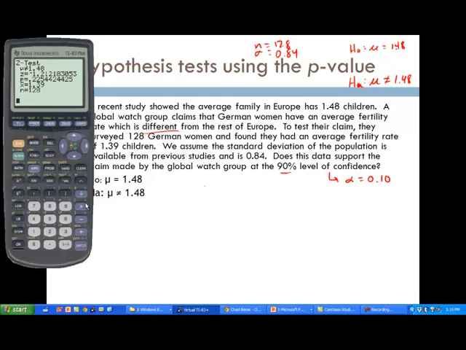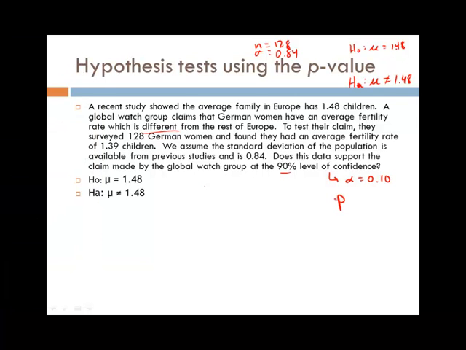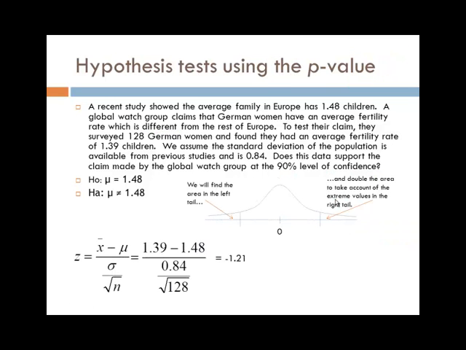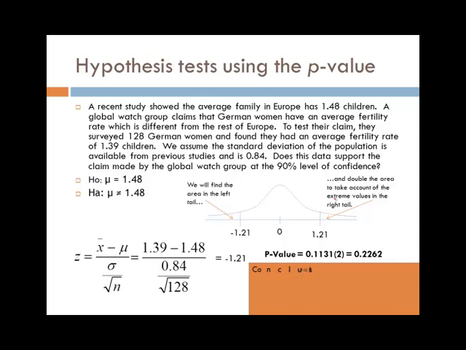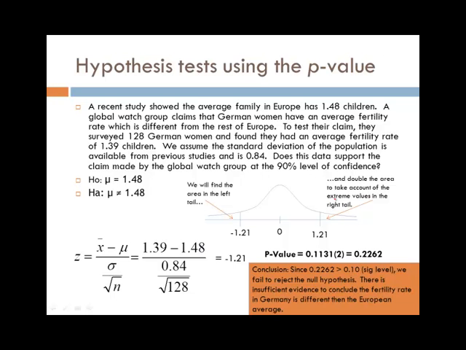P is 0.225. P-value is 0.225, which is greater than alpha, so we would fail to reject the null hypothesis. Pretty close, 0.226. We failed to reject the null. There is insufficient evidence to conclude the fertility rate is different than the European average.